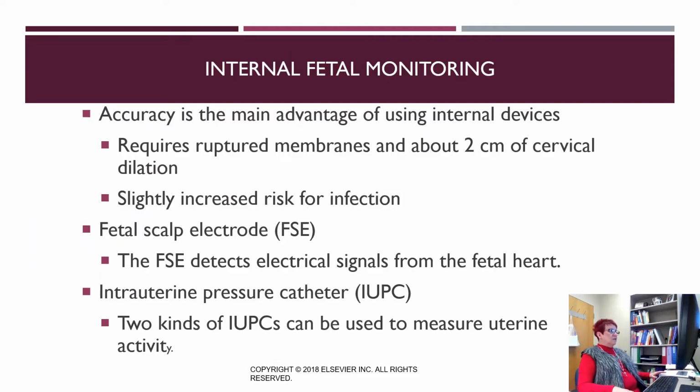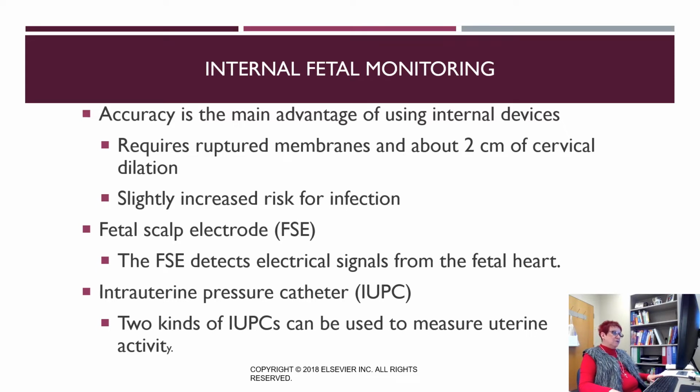Okay, so internal fetal monitoring is not done very much unless it's really indicated. And it gives us a more accurate picture of what's going on. So the requirements, and this is important to remember for internal fetal monitoring: the woman has to have ruptured membranes. The membranes, or the water, has to have broken, okay? And then she has to be dilated at least 2 centimeters. Sometimes even some docs won't do it till she's a little more, okay?